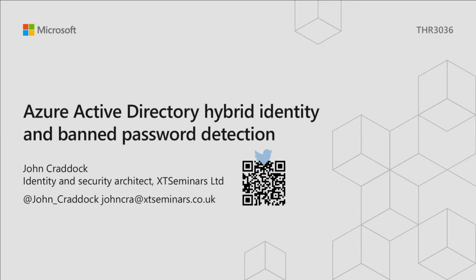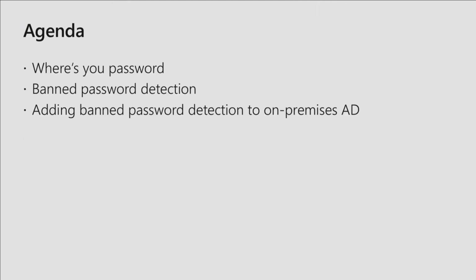But meanwhile, let's get in quickly with some stuff about banned password, hybrid identity, how it all fits together. So I want to start with just looking at, where's your password? Where is the password? Banned password detection, how that takes place, and then adding banned password detection to on-premise AD. So how do we close the loop and have banned password detection absolutely everywhere?